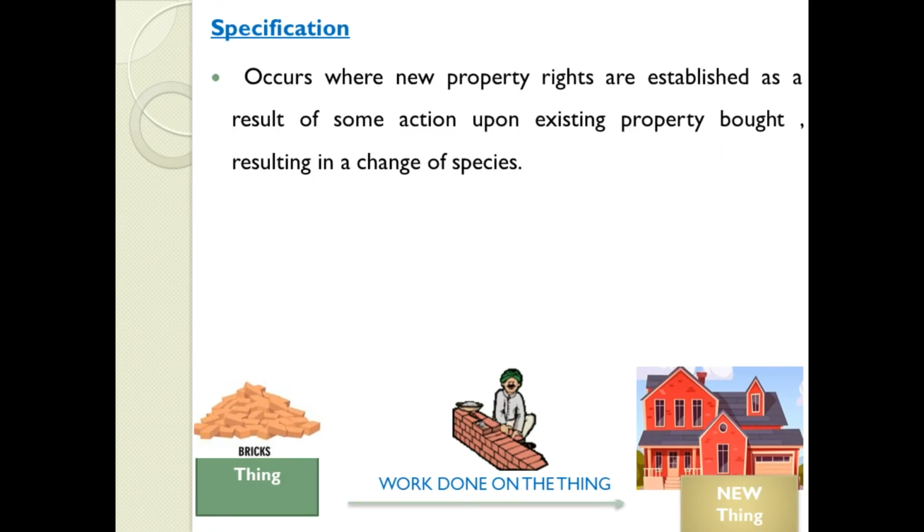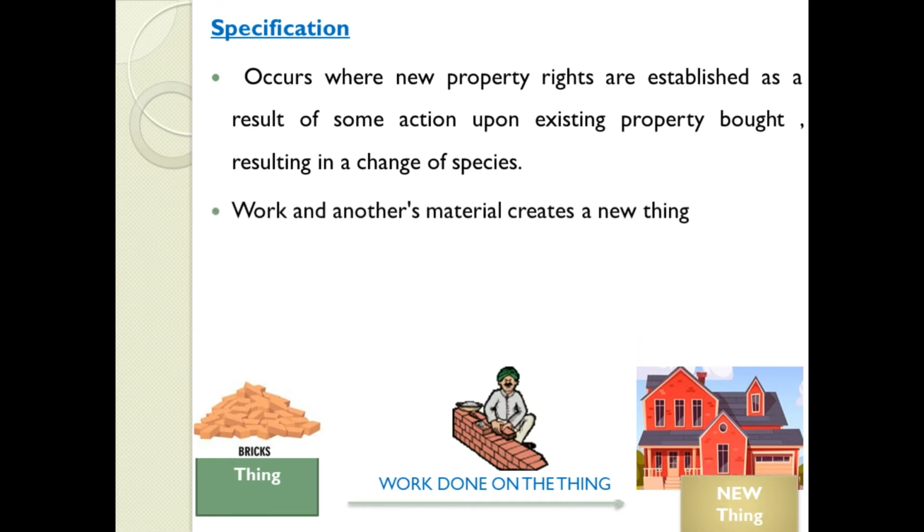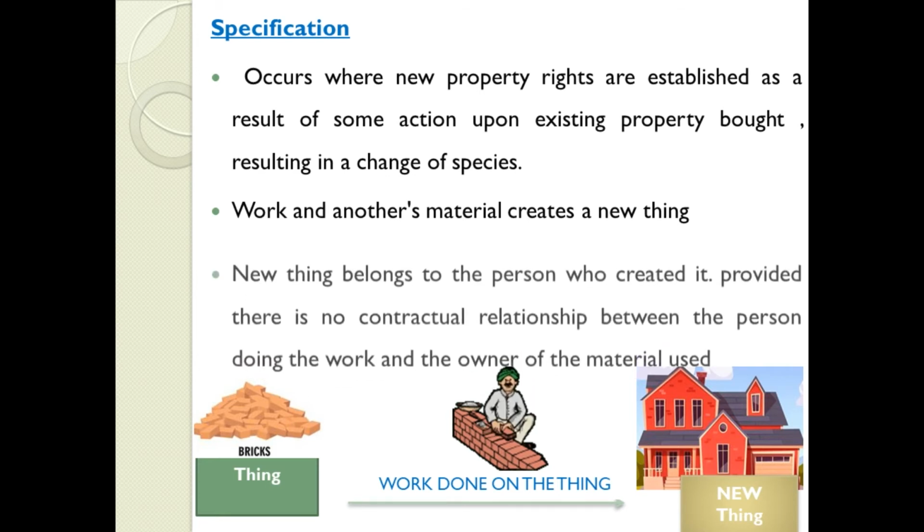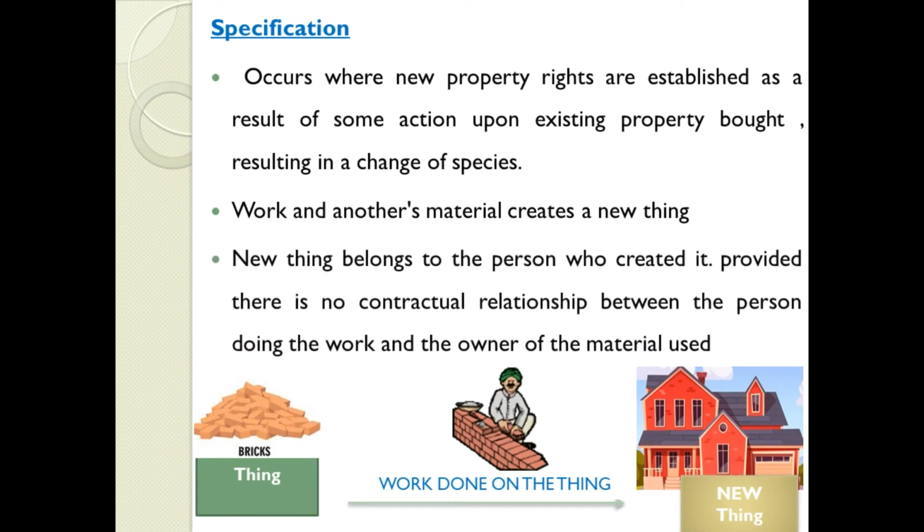Specification occurs where new property rights are established as a result of some action upon existing property bought, resulting in a change of species. This is mainly manufacturing. Work and another material creates a new thing. That is, one works on a thing to create a new thing. So the new thing belongs to the person who created it, provided there's no contractual relationship between the person doing the work and the owner of the material used. That new thing belongs to the person who has created it, and he will be the first owner. The original way of acquiring ownership is done through specification in this way.